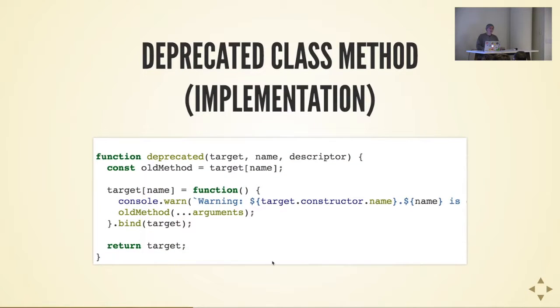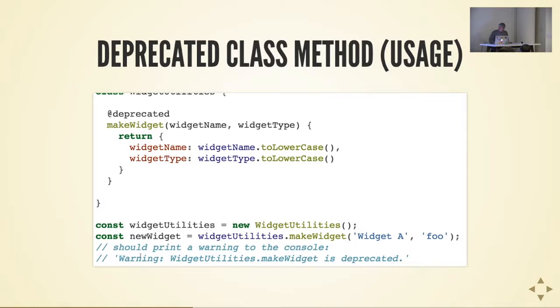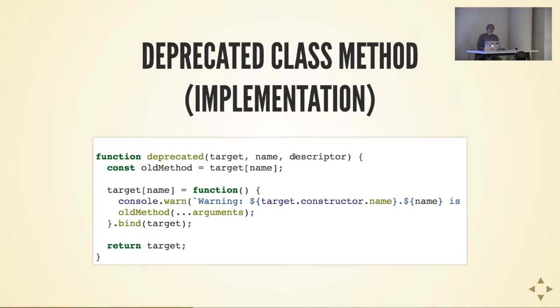We're going to have a function called deprecated, because a decorator is just a function. It's going to take in a target, a name, and a descriptor. So the target is going to be basically the object we're operating on, usually the constructor or things like that, maybe the prototype. The name is actually just the string name of the thing so that we can actually log the widget utilities, make widget stuff. And then descriptor is this kind of metadata that tells you what you can do to this method. So if I wanted to edit the descriptor, I could make something read-only or write once. And there's a lot of really cool stuff you can do with metadata, which I'll get to a little bit later.